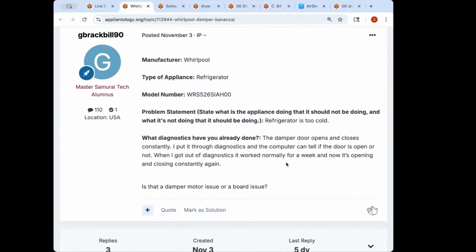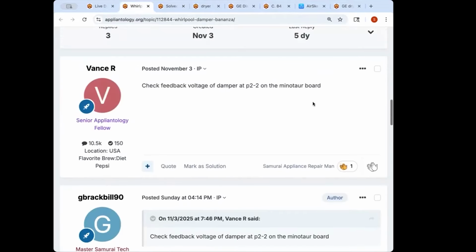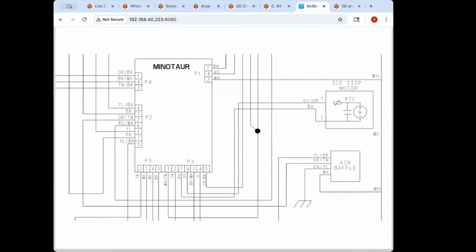So the problem is the damper door is just closing and opening constantly. And Vance came in immediately and pointed him in the right direction. You've got to check for feedback, because you do have a feedback line on this one for the damper, and we'll look at the schematic to see exactly how that works.